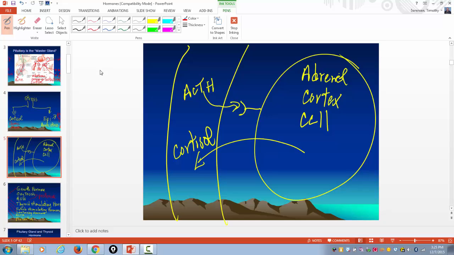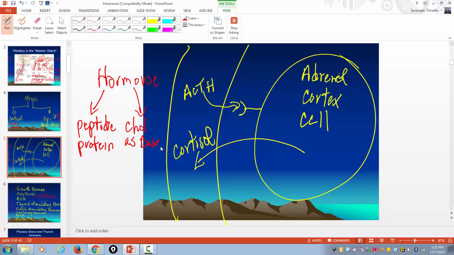Now, I'm going to simplify this even more. It's a little more complicated, but not much more. There's two types of hormones. There are peptide hormones. That means they're mostly proteins, amino acids chemically bonded together. And then you have hormones that have cholesterol as a base. And the hormones that have cholesterol as a base are steroid hormones. Cortisol is a steroid hormone.